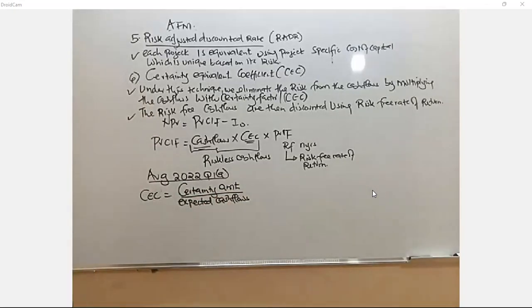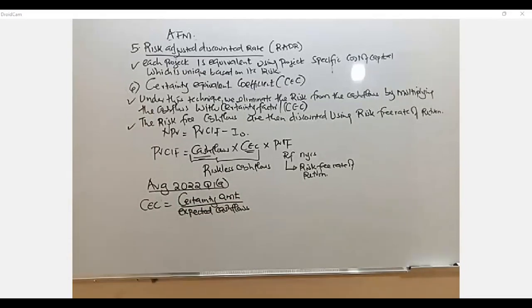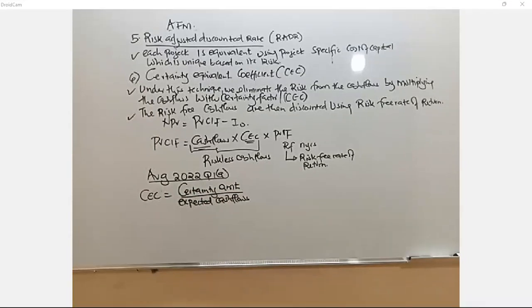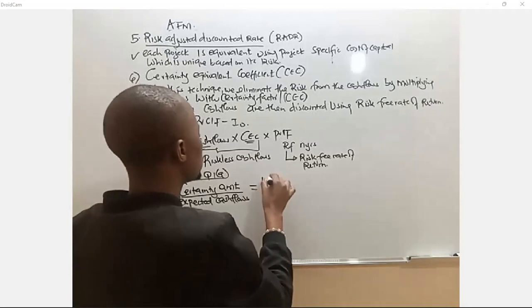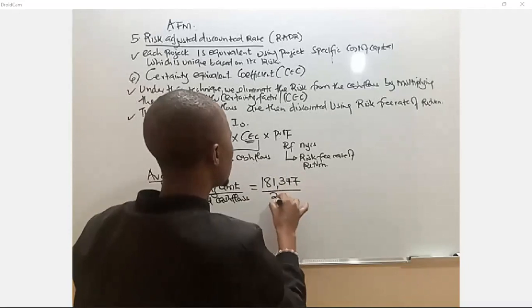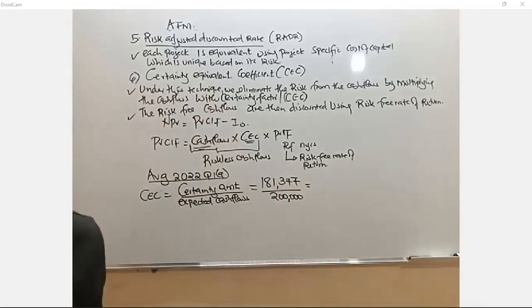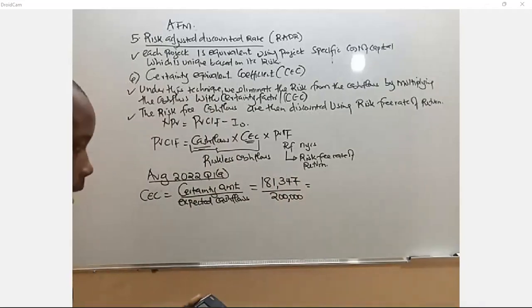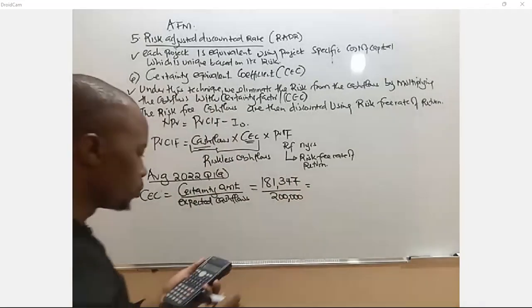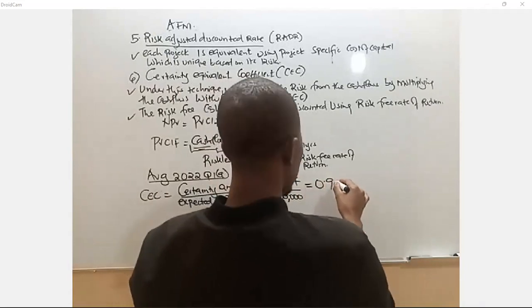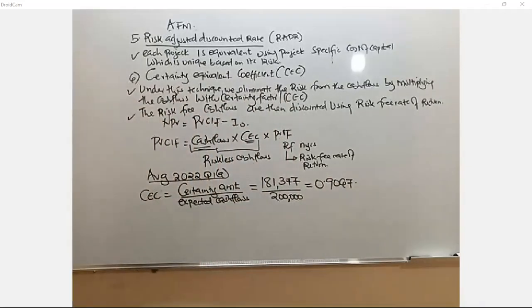When I look at the question here, I can see that this examiner has already given us the certainty amount, because under additional information number 1, we are told the firm is indifferent between a certain amount of 181,347 at the end of the first year, and the expected amount is 200,000. So I just need to take 181,347 and divide by 200,000. You should get a CEC of 0.9067.